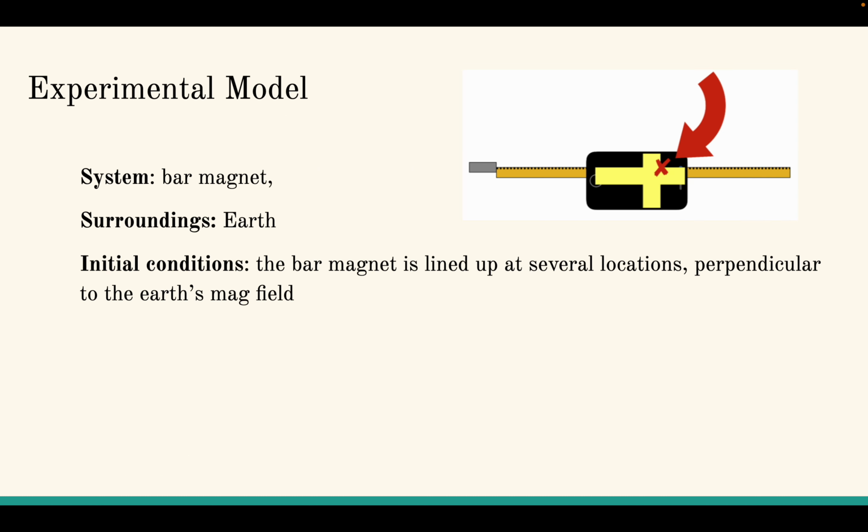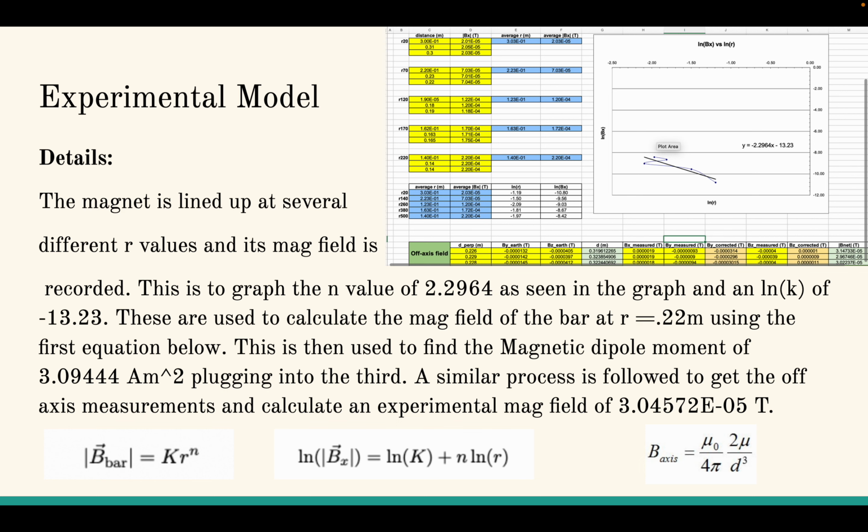For the experimental model, the system was the bar magnet, the surroundings were Earth and everything else, and for the initial conditions, the bar magnet is lined up at several locations so it's perpendicular to the Earth's magnetic field. That way, when we see the X component of the magnetic field, we know that's only coming from the bar magnet and not the Earth. So for the details of this, the magnet is lined up at several different R-value locations, as we discussed a minute ago, and its magnetic field is recorded.